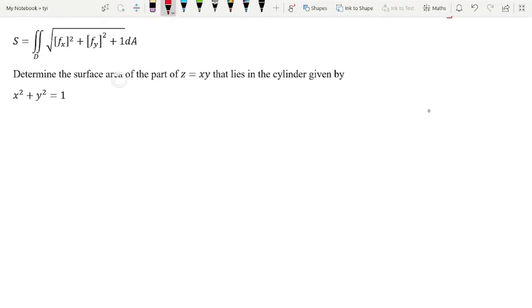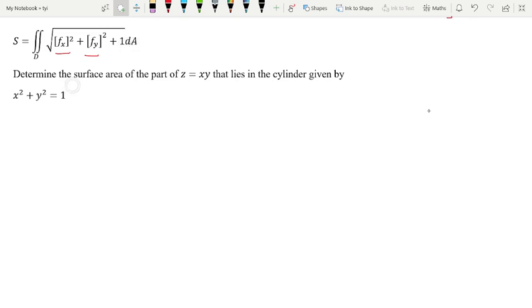I'll be taking you through surface area, right? So in multivariable calculus, the surface area of any part of a function over a region is given as the double integral over that region of the square root of the partial derivative with respect to x squared, plus the partial derivative with respect to y squared, plus 1, dA, okay?